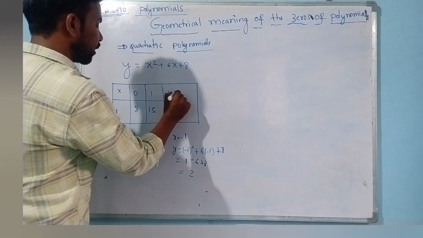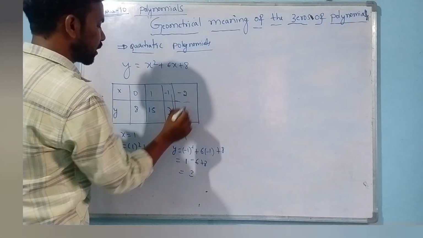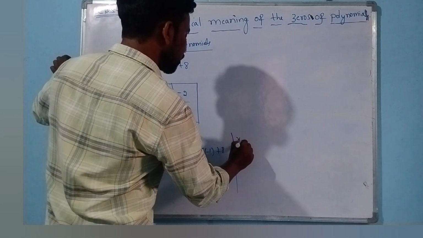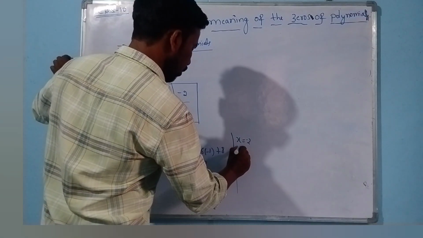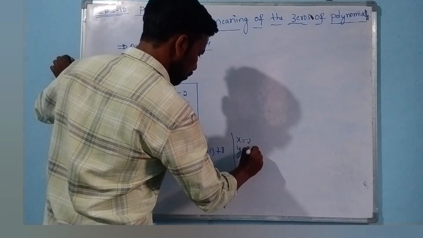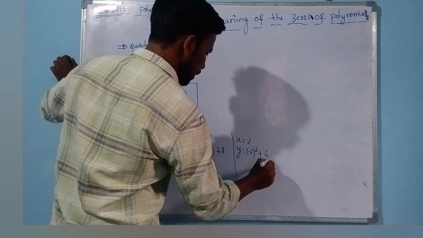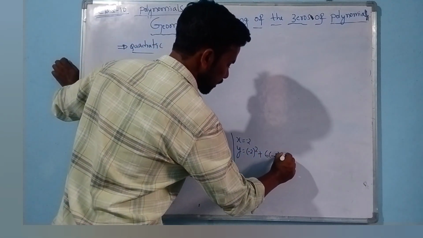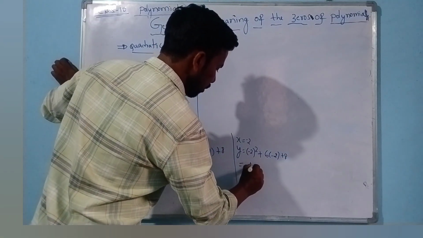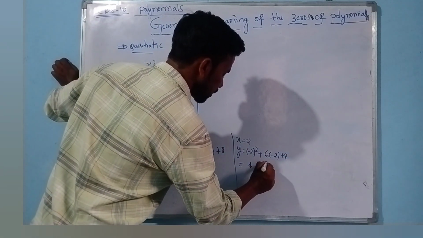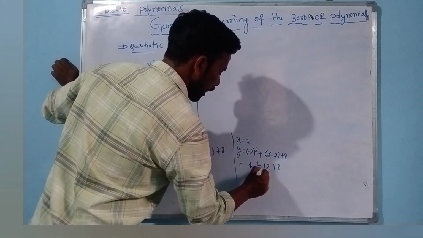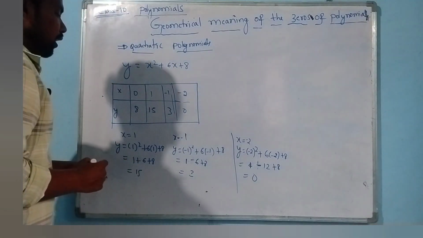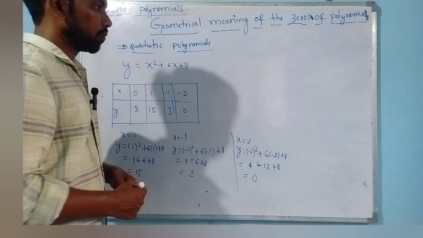Let us take x is equal to -2. What will come? y is equal to (-2) whole square plus 6 into -2 plus 8. 4 plus 6 into -2 is -12, plus 8. 8 plus 4, 12. 12 minus 12, 0. So here only we find the root. Draw this in the graphical method.